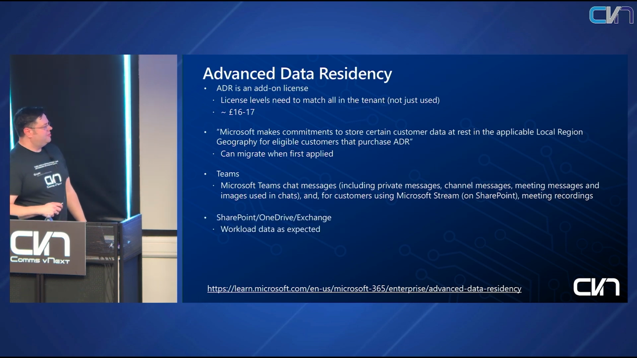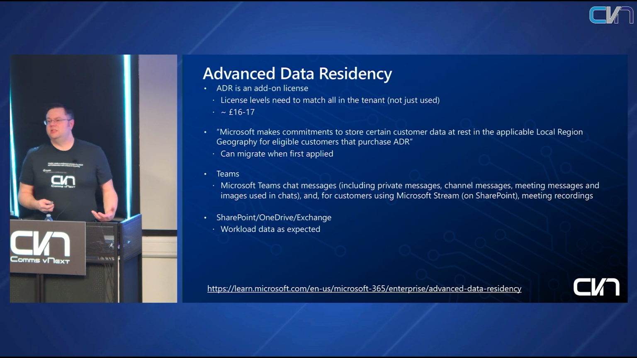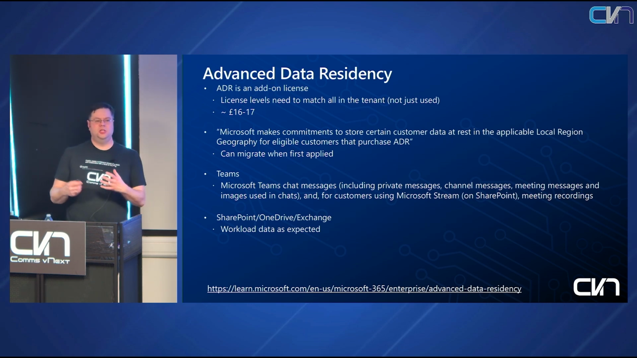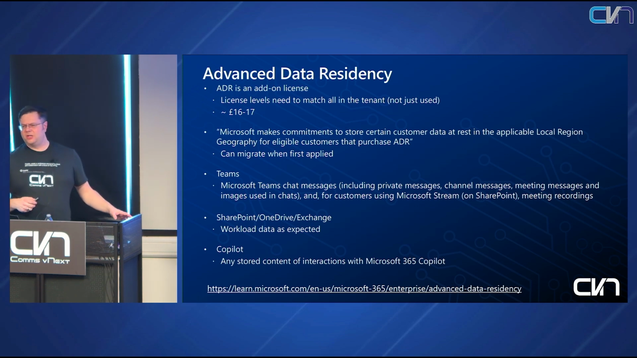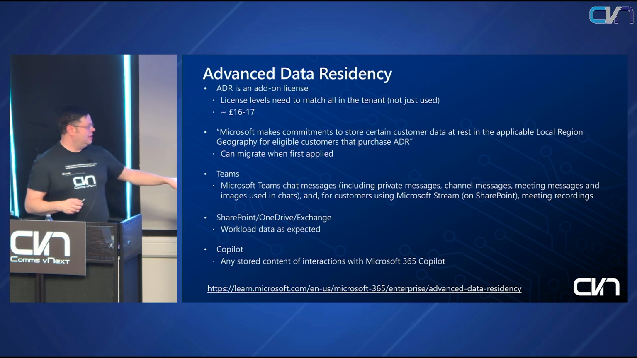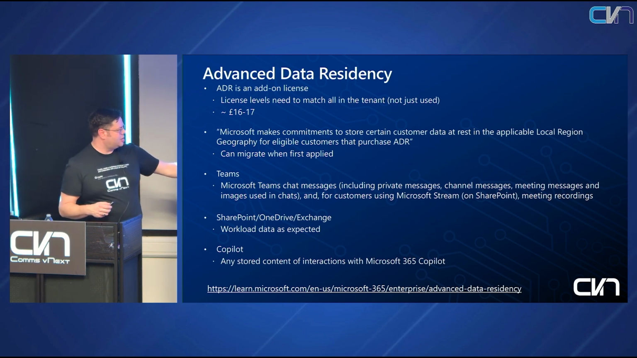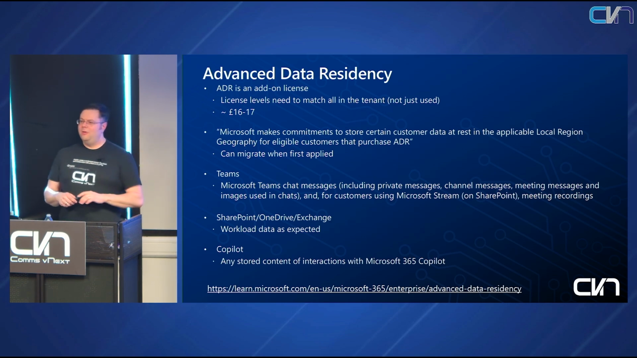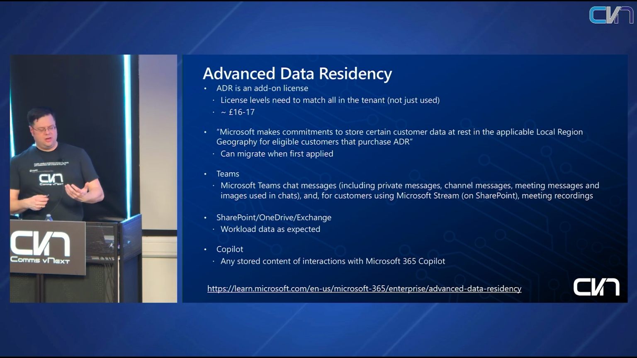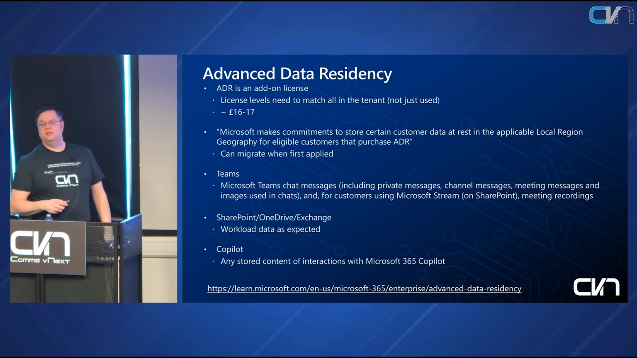For SharePoint, OneDrive, Exchange, the workload data is expected. The files are going to be in the location, the region that you've specified, and the mailbox is going to be in the location containing the calendar, the contacts, the hidden folders, all that kind of fun stuff. And for Copilot, again, there was a weird phrasing that Microsoft had. I've chopped the phrasing slightly, but it's any stored content of interactions with M365 Copilot. But they're already going into the user's mailbox, so I'm not entirely sure what they mean when they state that. But again, it's giving you, in theory, reassurance that is something that is there.